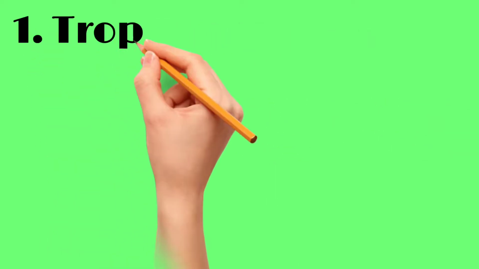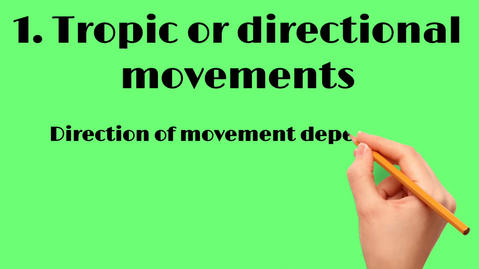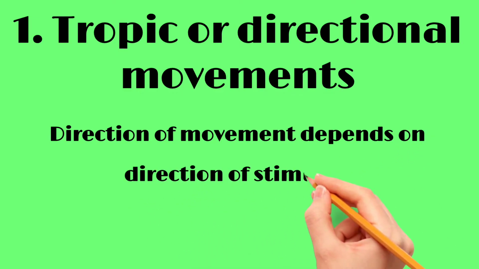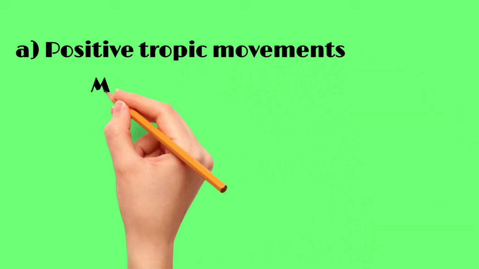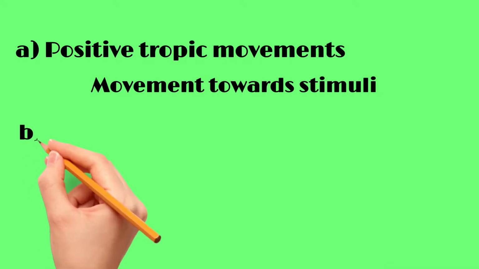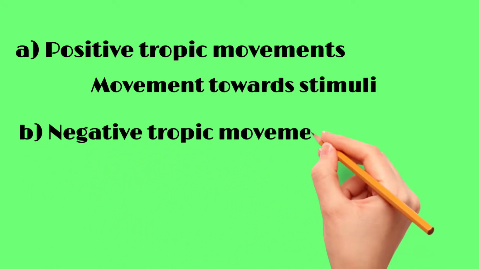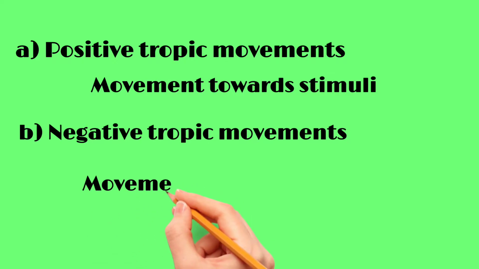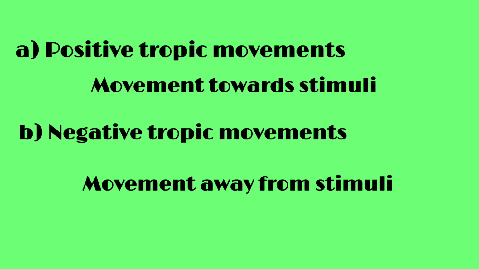Tropic movements are directional movements in which the direction of stimulus determines the direction of response. They may be positive tropic movements if the plant part moves towards the stimulus, or negative tropic movements if the plant part moves away from the stimulus.